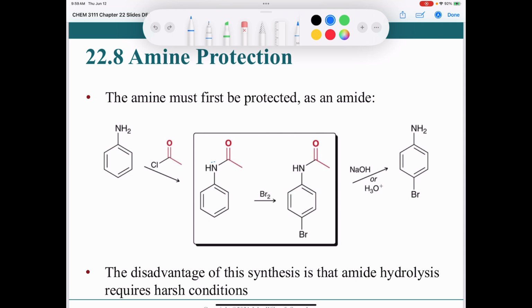And then you can hydrolyze this bond one of 2 ways. You can do it in strong base or strong acid, which is kind of the disadvantage of this synthesis, that it does require harsh conditions. So when we're talking about just using acid or base, it is a bit harsh. But again, if you want to make para-bromoaniline, this compound here, it's the best way to do it.